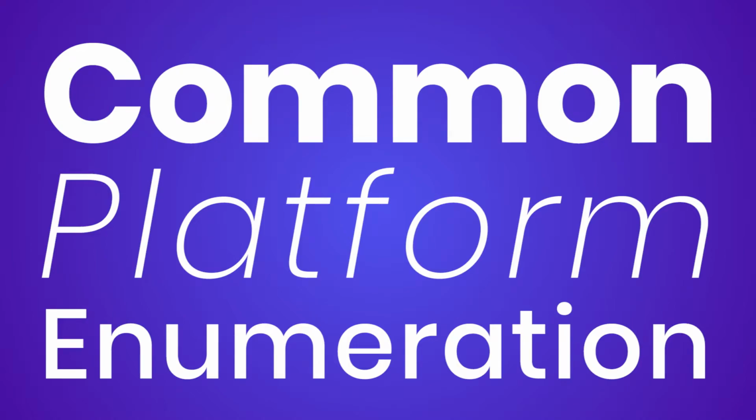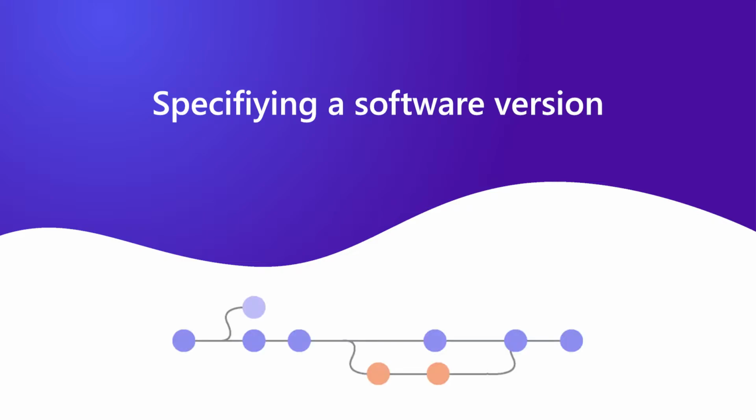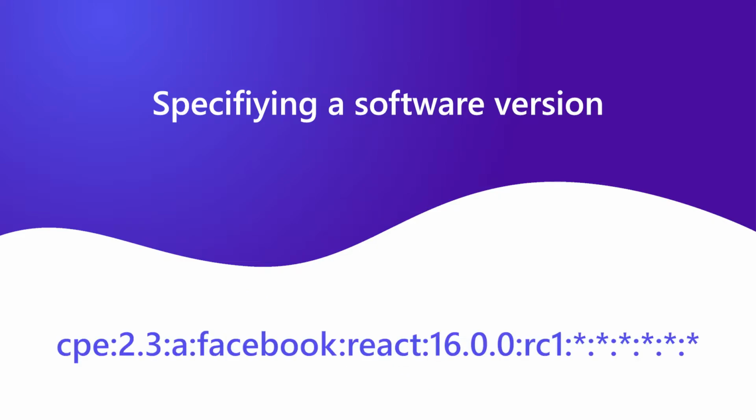The Common Platform Enumeration, or CPE, is a structured naming scheme for IT systems, software, and packages. CPE may be used for uniquely determining a specific version of a software. An example of a common CPE string may look like this. This is a CPE string for version 16, release candidate 1 of the React framework.